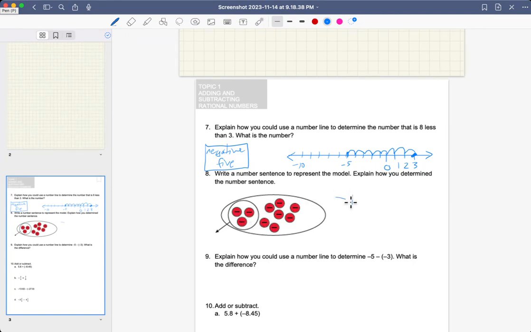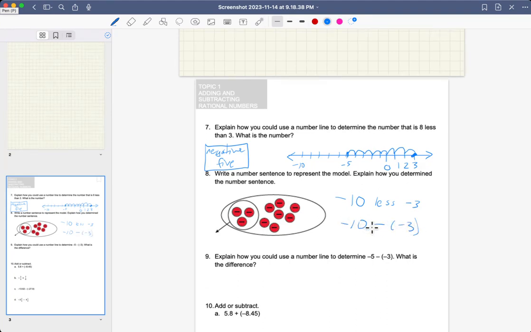So they're all negative, right? So 10 that are negatives. And it looks like they're taking away 3. So -3 or less 3. And they're all red, so we're taking away those 3 reds. So what do you get? Well, you get -10 minus those 3 reds.